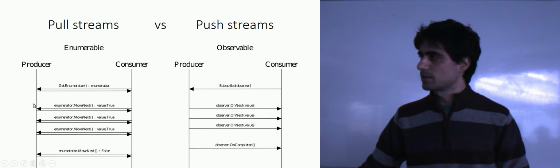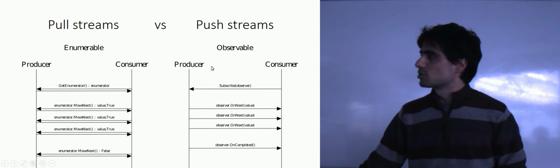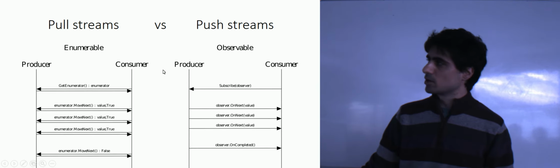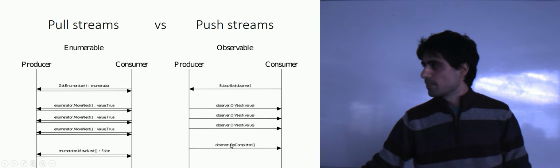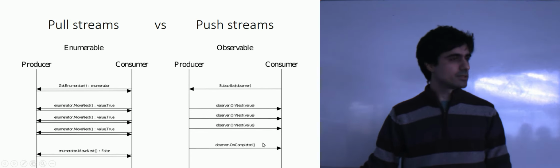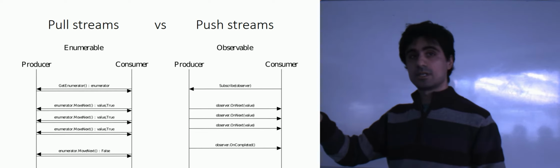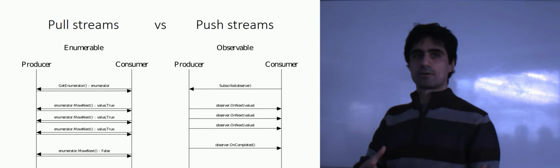You can get something like this: move next, value true, move next, true, true, and then at some point you receive false. In the observable, on the other hand, the consumer just passes the observer, subscribes the observer, and then there's nothing else going on. The producer just calls the on next of the observer directly, and at some point it will call on completed or on error. And there's always this guarantee that every stream will finish with either an on completed or an error.